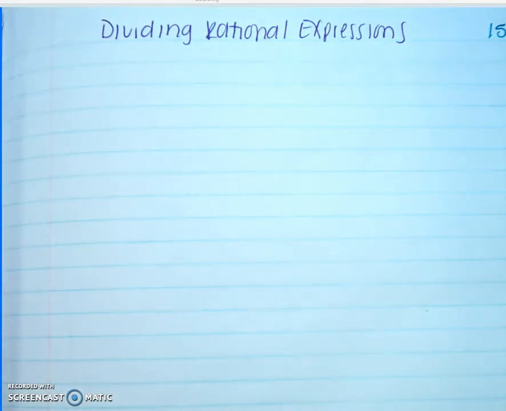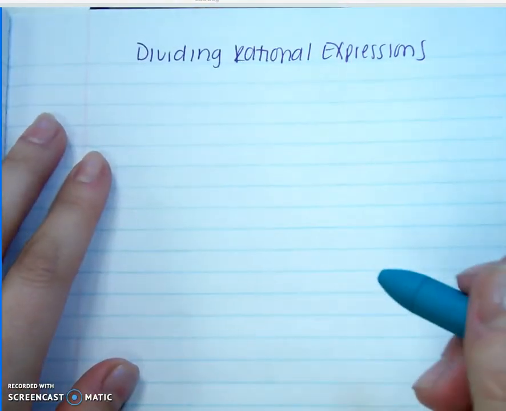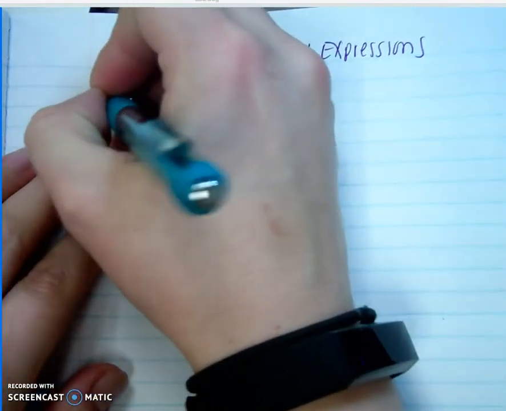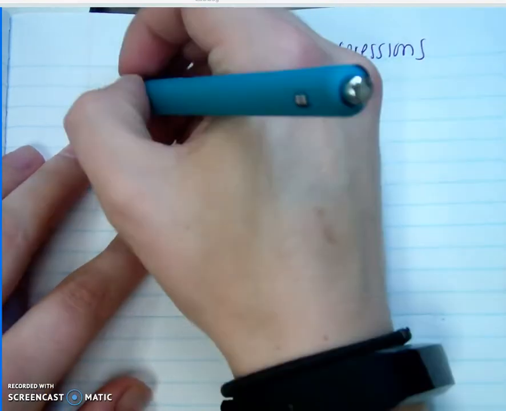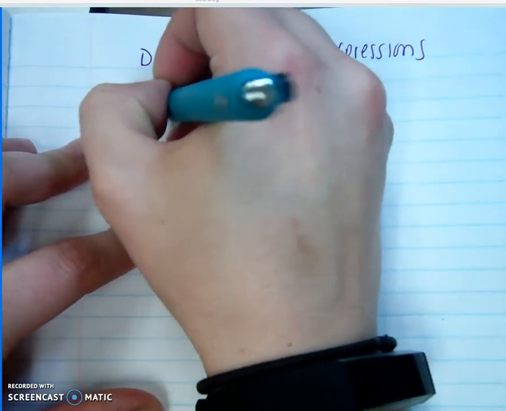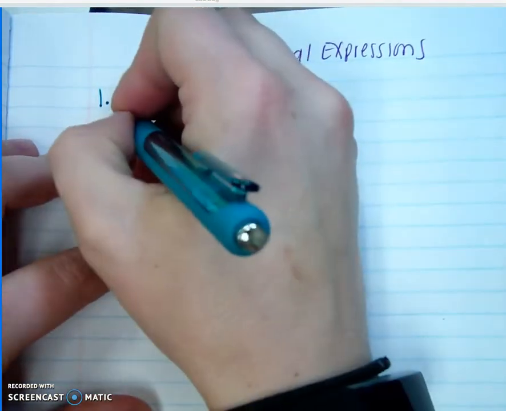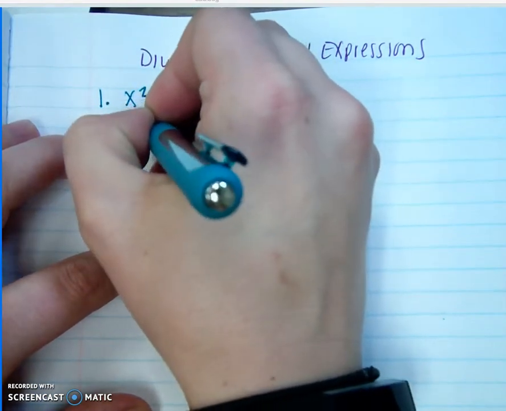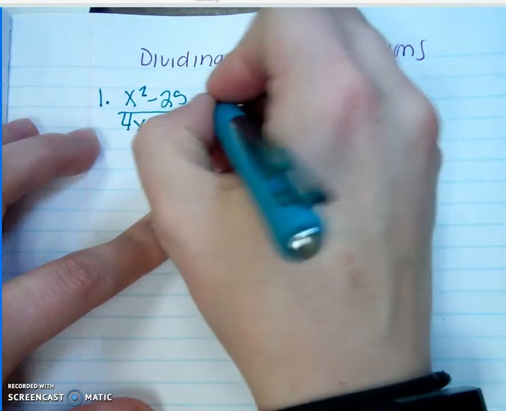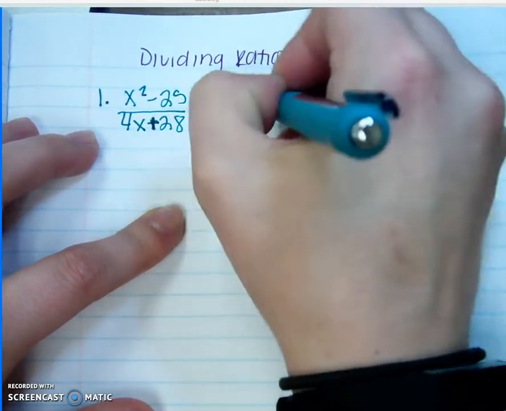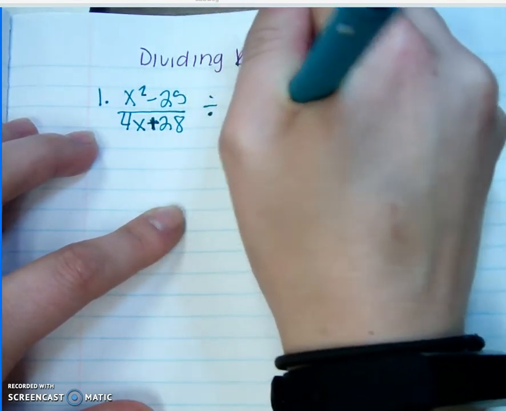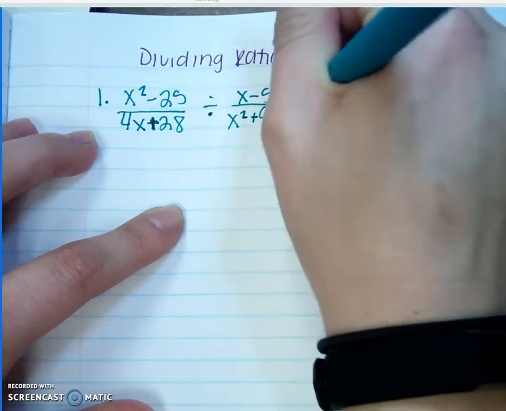This lesson is on dividing rational expressions. We're going to start again on this page by just doing a bunch of examples and talking through them, different types of examples. So let's do one. Let's say we have x squared minus 25 over 4x plus 28, and I'm going to divide that by x minus 5 over x squared plus 9x plus 14.